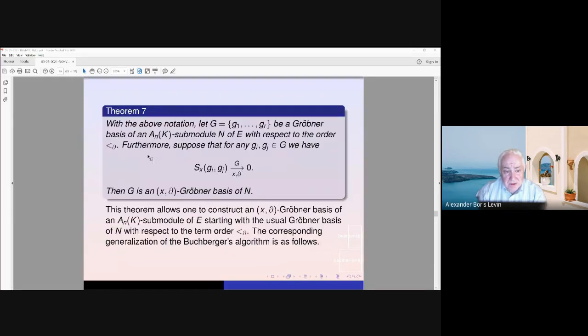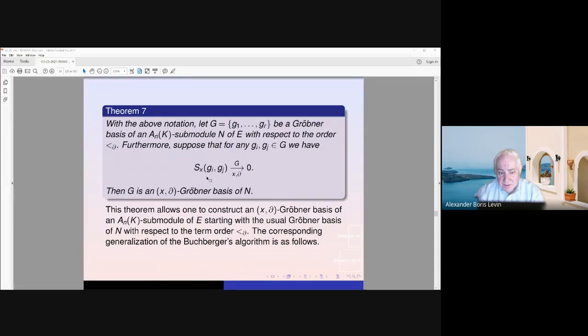So, using this as polynomials, we can prove this criterion. Suppose you have a Gröbner basis with respect to D. This is the classical Gröbner basis and it is known how to construct it. There are many algorithms for constructing it. So we can construct a Gröbner basis with respect to D.